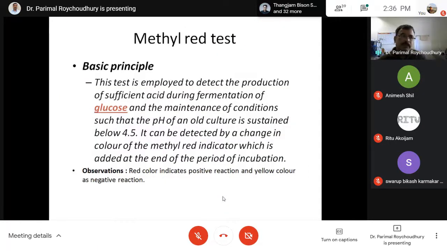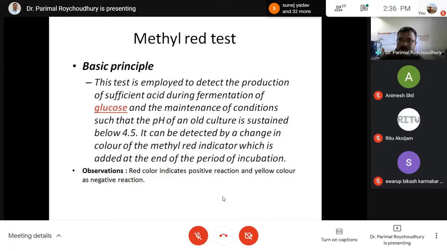Now this sugar fermentation test, as I said, the example I have given is for a single sugar. So we have to prepare the sugar solution individually. You can select 5, 6, 10, 15 different sugars. Now how to select these sugars? It all depends on which organism you want to identify.